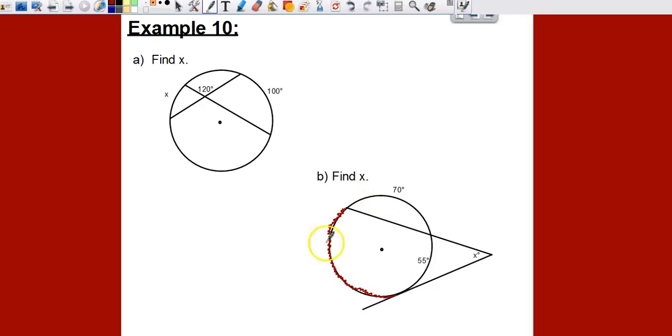All arcs in a circle add to 360. So if you add these up and subtract from 360, you'll get the big arc. So that's going to be 125. And 360 minus 125 is going to be 235, I believe. So pause the video, see if you can work out X for letter A and X for letter B, and then unpause it and I'll help you through it.